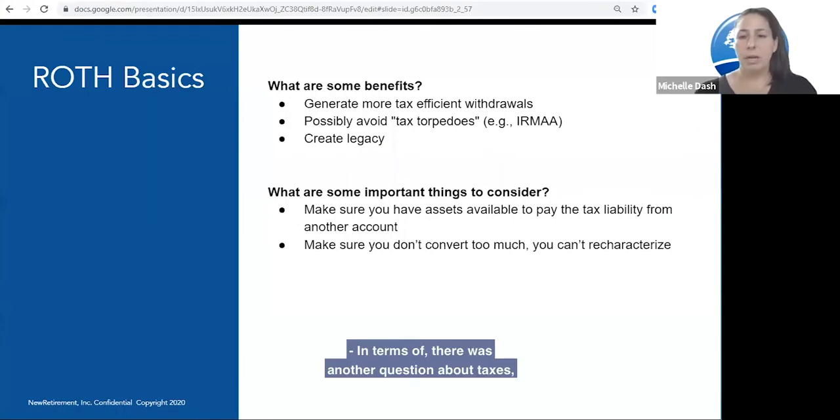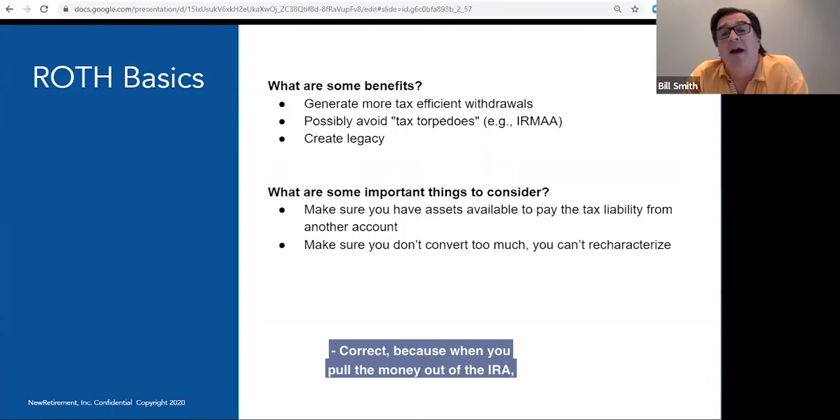There was another question about taxes. The tax liability happens in the year that you make the conversion, no matter if you're doing it for this year or the prior year. It's when you make the conversion that's the year the tax liability is calculated for. Correct, because when you pull the money out of the IRA, you're creating taxable income.